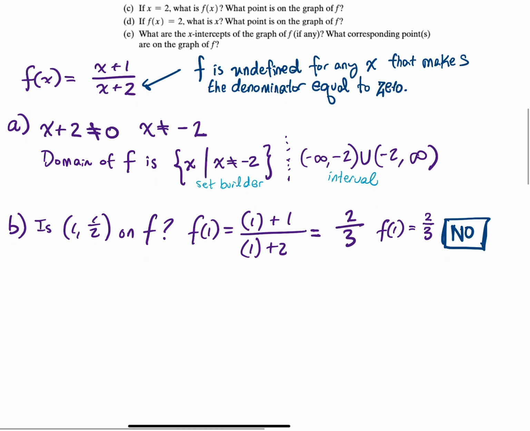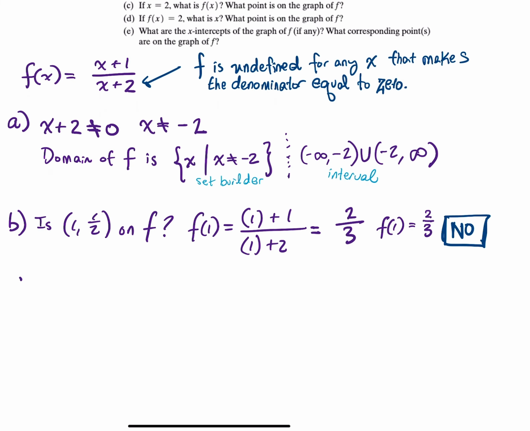Okay, part C. It says if x equals 2, what is f of x? Well, that's just saying, what is f of 2? X equals 2, so what's the output? Well, we just need to plug in 2. So that would be 2 plus 1 over 2 plus 2, or 3 over 4.